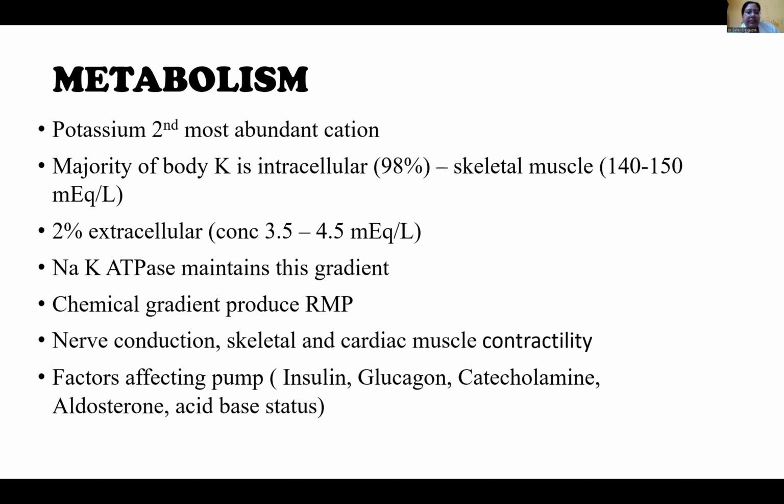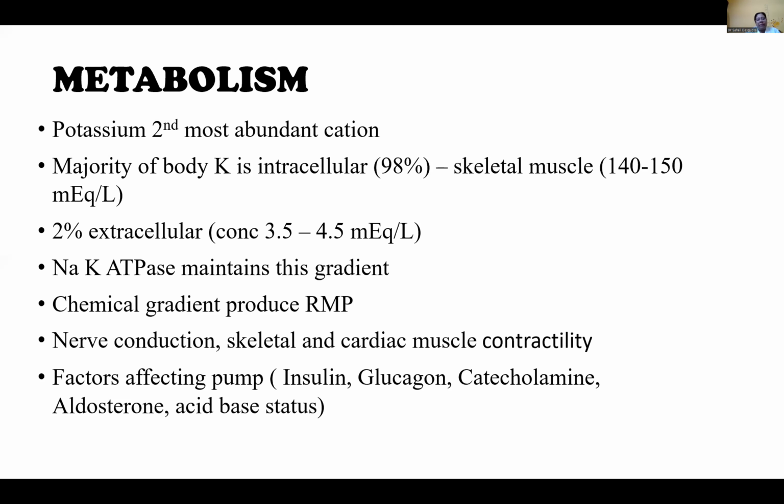Next slide. We all know that potassium is the second most abundant cation. The majority of body potassium is intracellular. It is 98% and it's mostly in the skeletal muscle. The intracellular concentration is 140 to 150 milliequivalent per liter, and 2% is extracellular, with a concentration of 3.5 to 4.5 milliequivalent per liter. So there's a huge difference between the intracellular and extracellular concentrations.